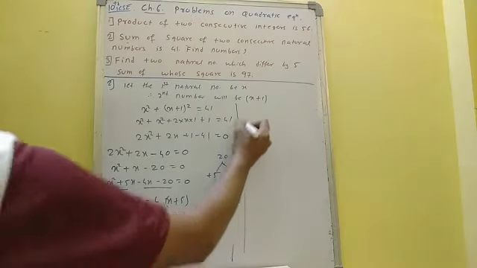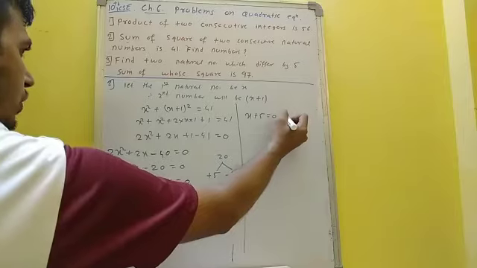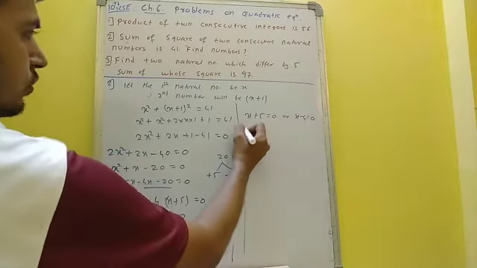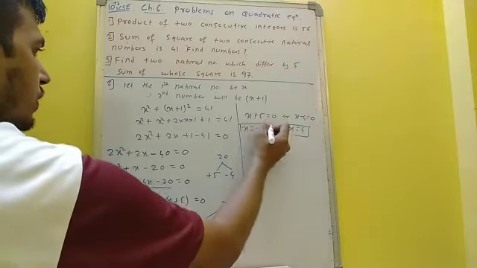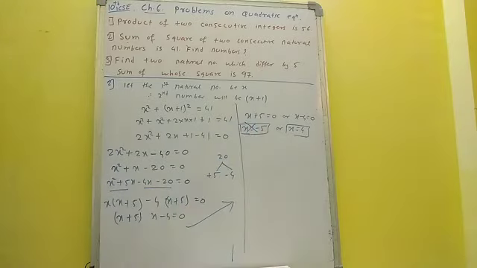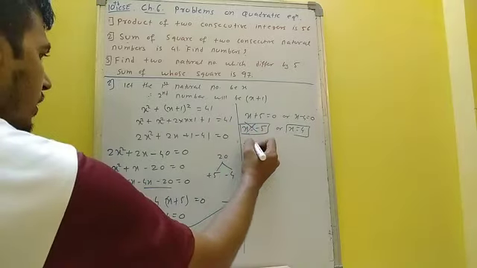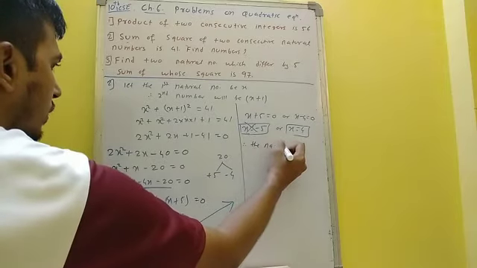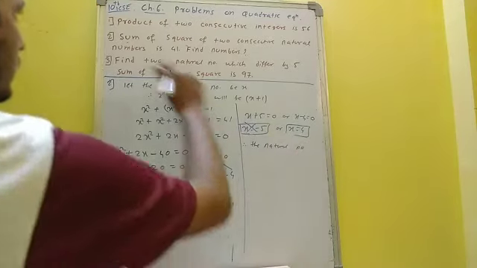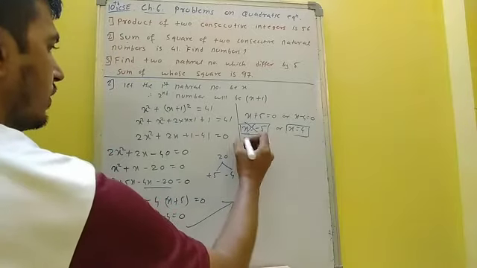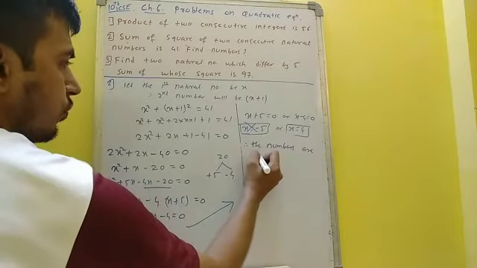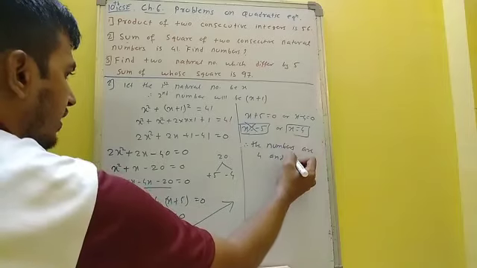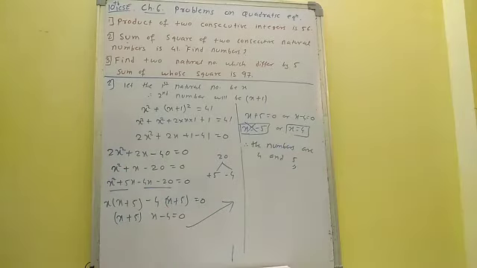x plus 5 is equal to 0 or x minus 4 is equal to 0. x is equal to minus 5 or x is equal to 4. Now as we have natural numbers, x is equal to minus 5 is discarded. Therefore the numbers are 4 and 4 plus 1, which is 5. So this was the second one.